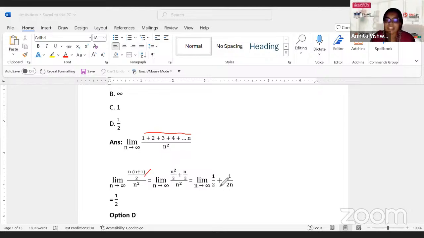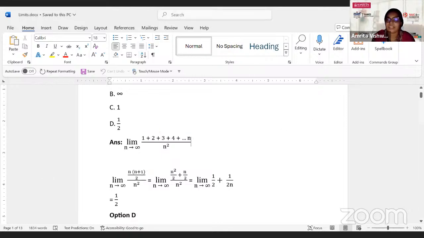So I'll be able to rewrite this whole term. N square is gone, 1 n is gone. So I'll rewrite this whole term as limit n tends to infinity of 1 by 2 plus 1 by 2n. As n tends to infinity, this is gone. The value becomes 1 by 2. I hope this part is clear to all of you.